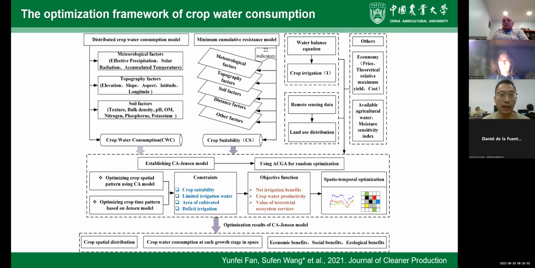Then we combined the cellular automata model and the Jensen model to realize the spatial temporal dynamic optimization of crop water consumption by establishing an optimization model and constraints. Finally, we can get crop spatial distribution and crop water consumption at each growth stage in space.